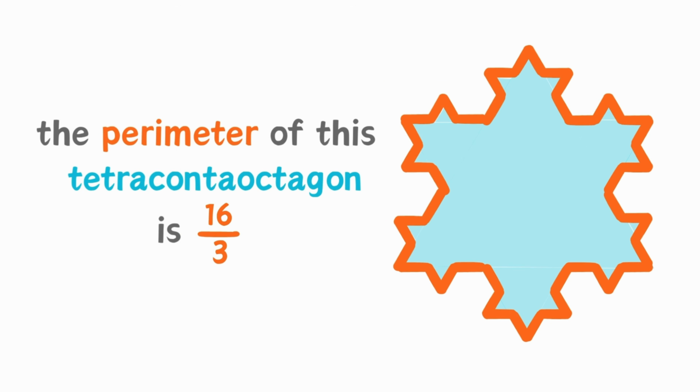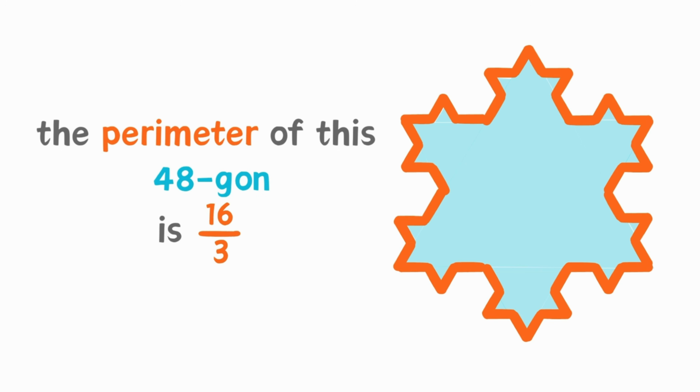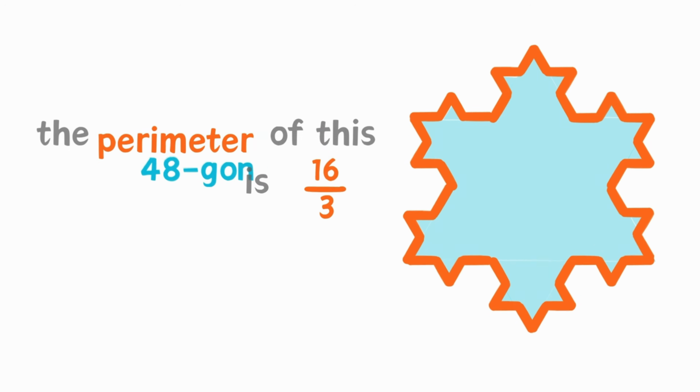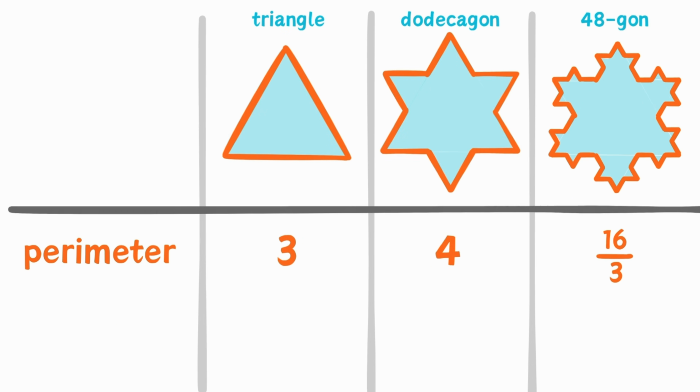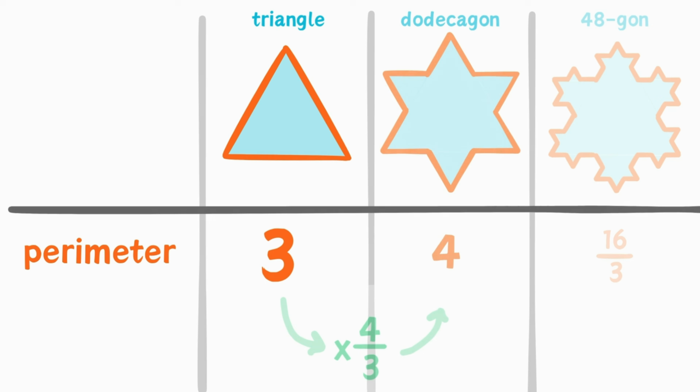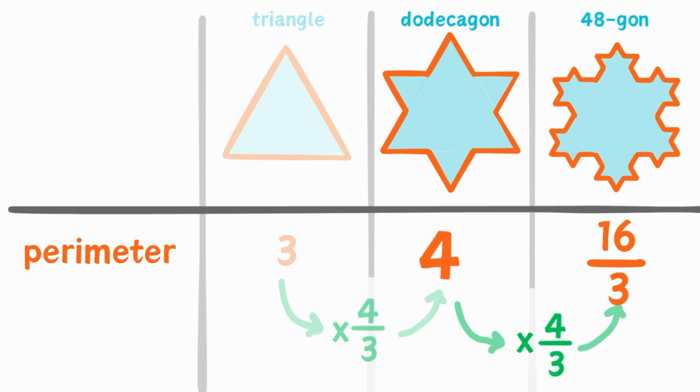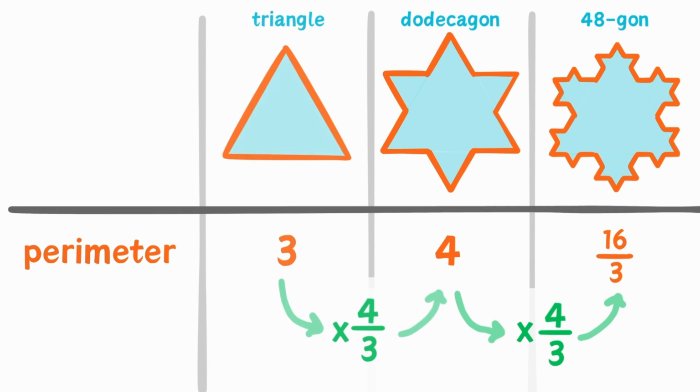That's the perimeter of this 48-sided polygon. Now we have successfully completed the first few iterations of our snowflake shape. Can you spot the pattern of the snowflake's perimeter? The first shape had a perimeter of 3, the second a perimeter of 4, and the third a perimeter of 16/3. Notice that to find the next perimeter, we are just multiplying the previous one by 4/3.